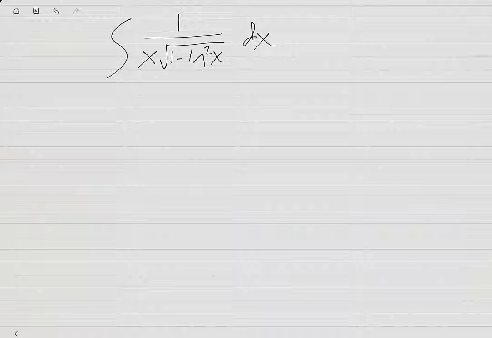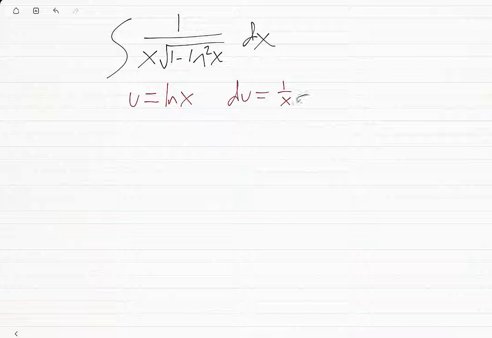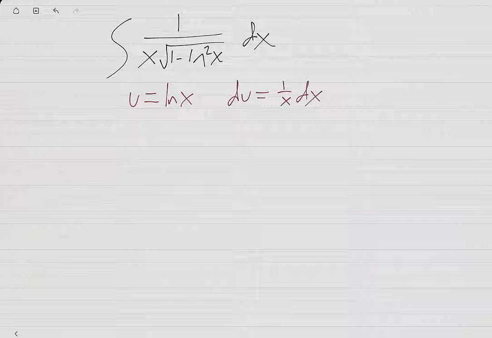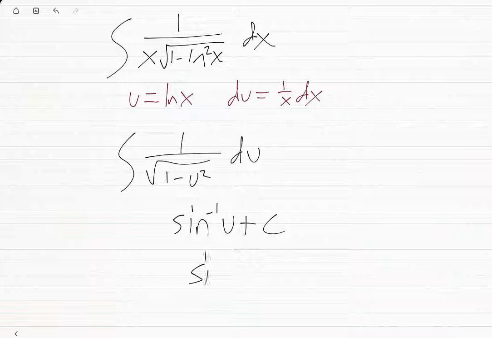If you start off by letting u equal ln x, then du is 1 over x dx. And then when you substitute in, that gives you the integral of 1 over the square root of 1 minus u squared du. And the antiderivative of 1 over square root 1 minus u squared is nothing more than inverse sine. And then you resubstitute, and you get inverse sine of ln x plus c.